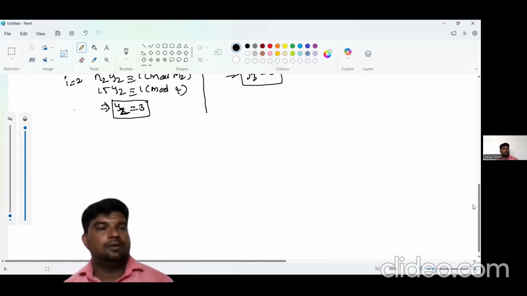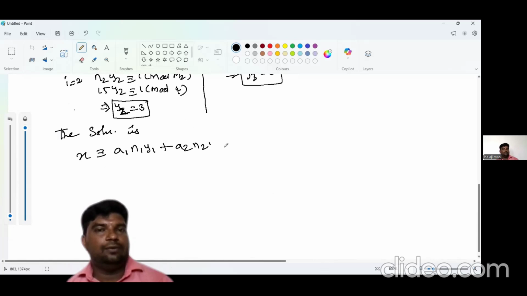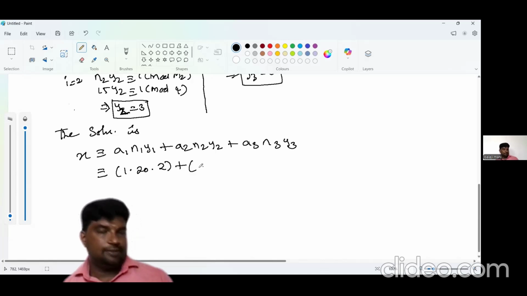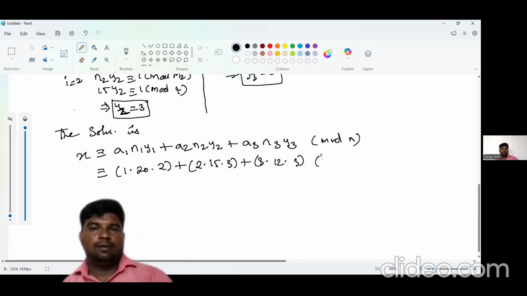So finally, we substitute. The solution is x congruent to a1 n1 y1 plus a2 n2 y2 plus a3 n3 y3, since there are three congruences in the given problem, so we form three terms. Substituting all the values: a1 is 1, n1 is 20 and y1 is 2, plus a2 is 2, n2 is 15 and y2 is 3, plus a3 is 3, n3 is 12 and y3 is 3, modulo n. N is 60.